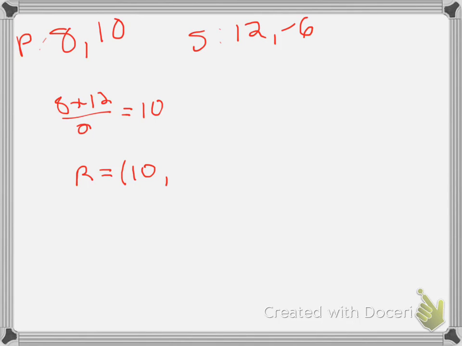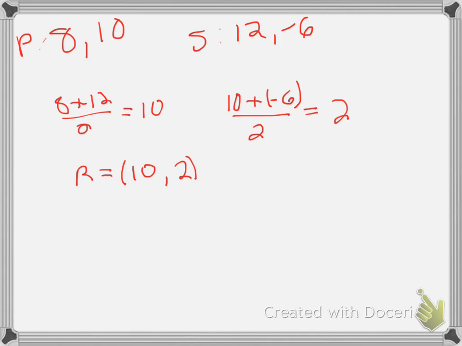That's our x. And then, in order to find our y, you come over here, and your formula for y is... No, I'm sorry. It's 10 plus -6 divided by 2, which will give you 2. So, heading back, the midpoint for r is going to be 10, 2.